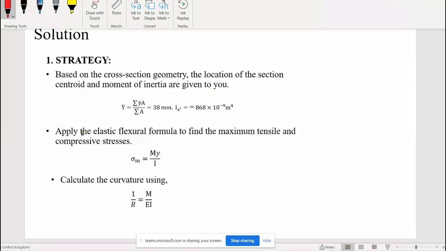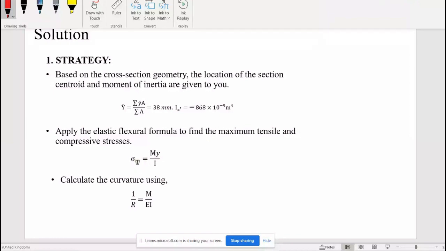For this purpose, I have brought it down here, and this one, no need, it's already given. The centroidal distance is given to you, 38, and the I value is also given to you. The strategy of getting the solution is to write down all the formulas that you are going to use. And this data is already given. If not, you have to use this formula to find it, right? But in this whole module, I will provide you this data. You concentrate on the others. Apply the elastic flexural formula to find the maximum tensile stress and compressive stress.